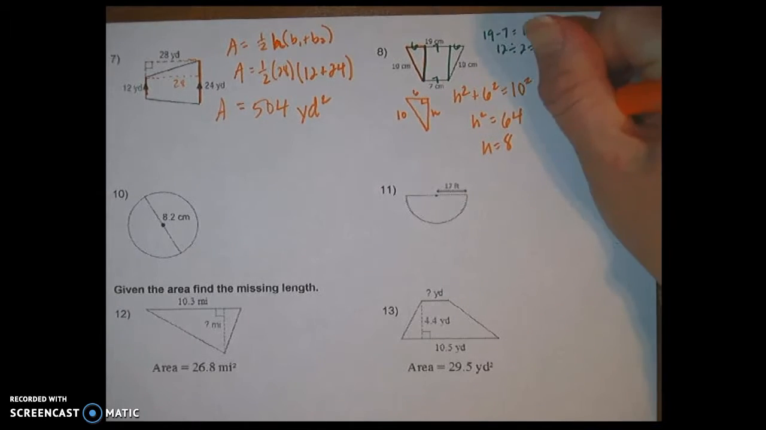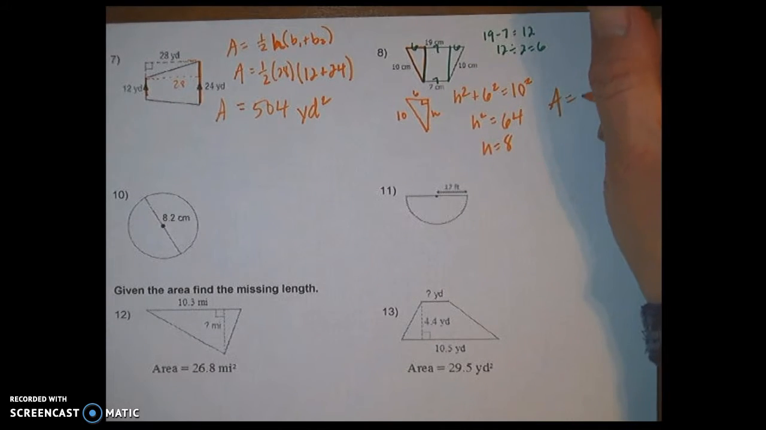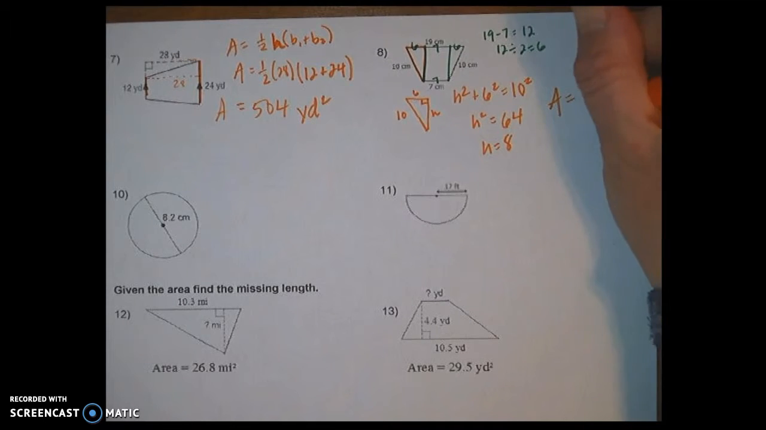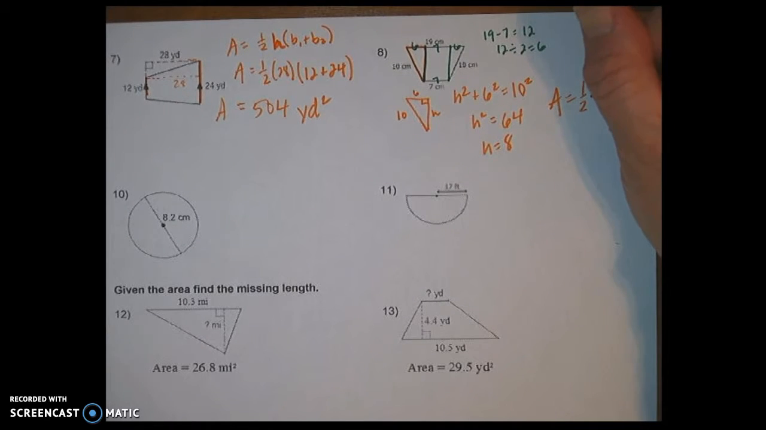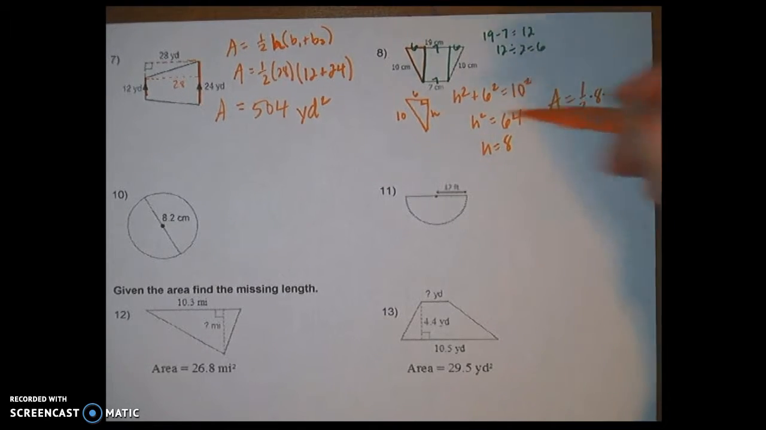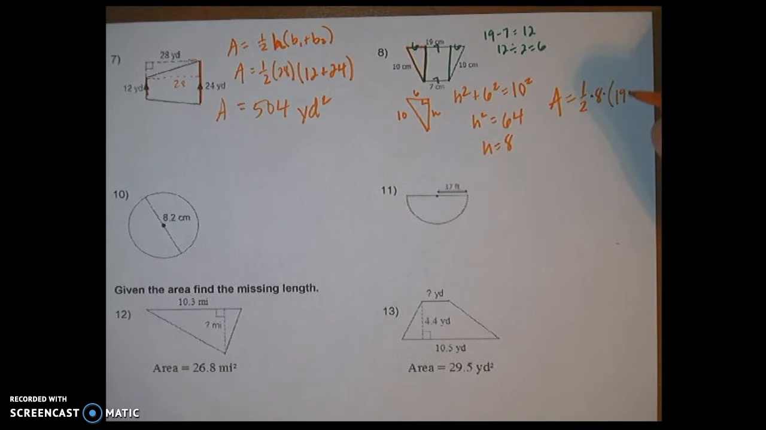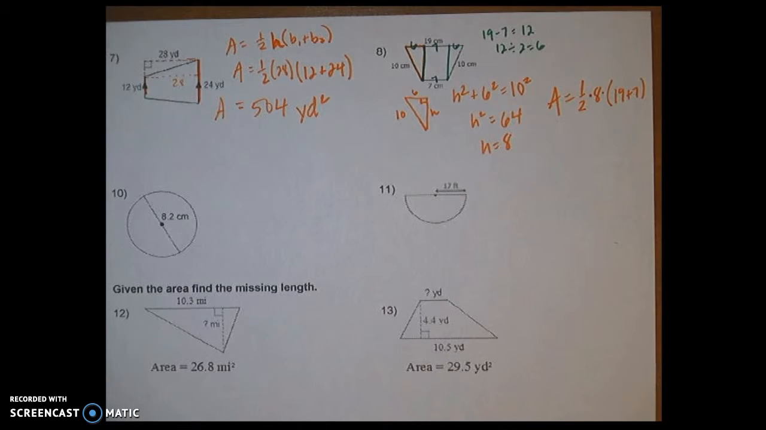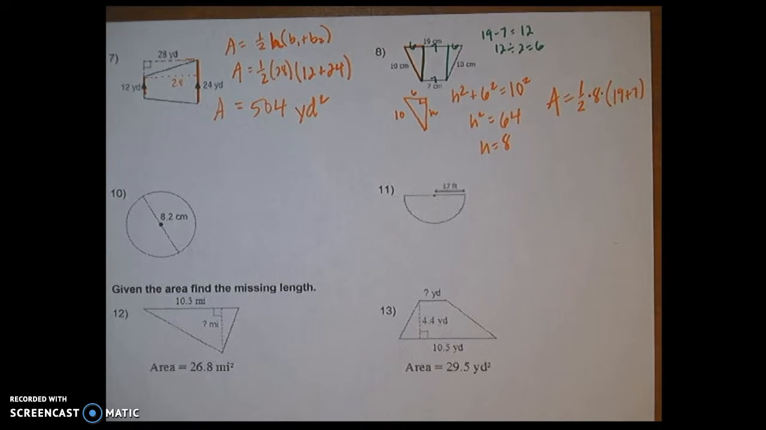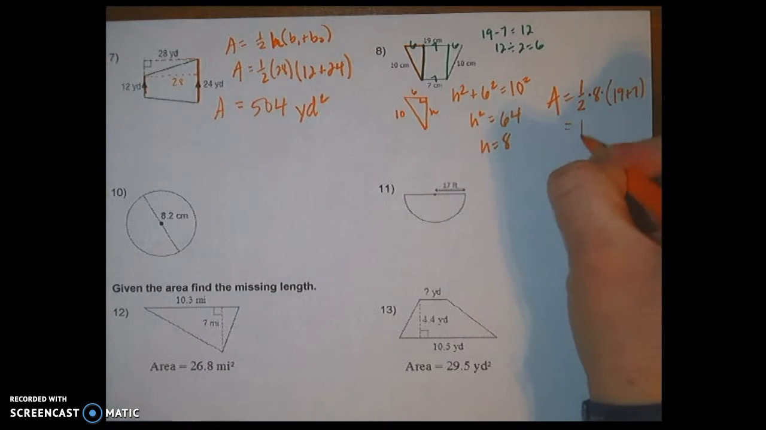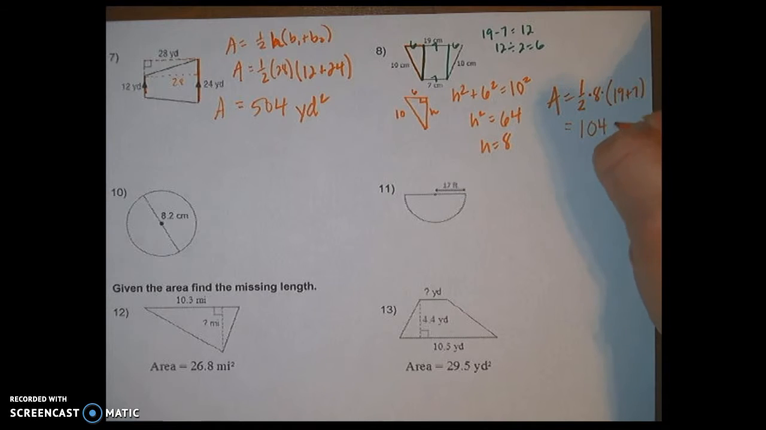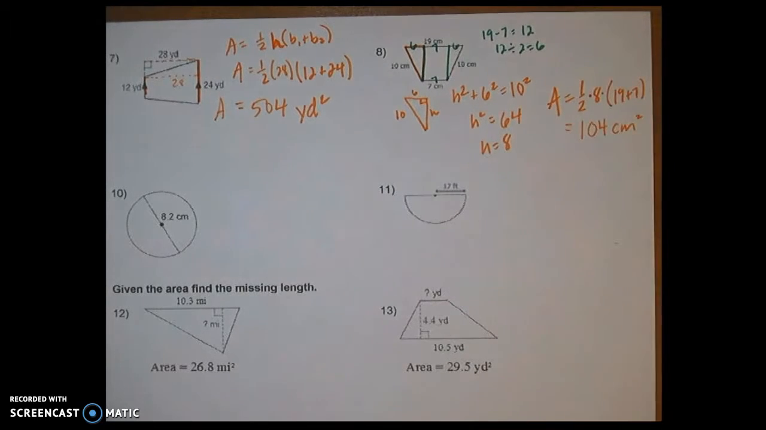So then we're going to go ahead and do the area of the trapezoid. The area of the trapezoid is going to be 1/2 the height, which we found to be 8, and then the sum of the bases, 19 plus 7. So our total area here is 104 centimeters squared.